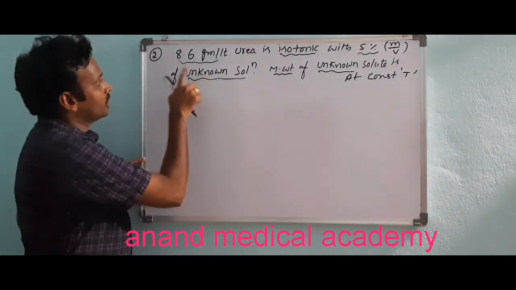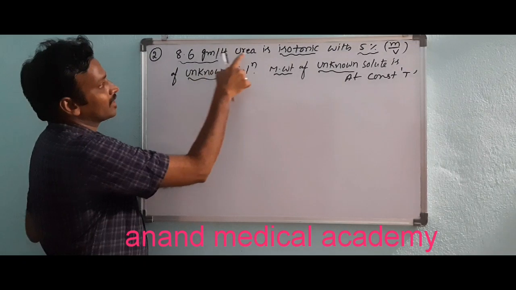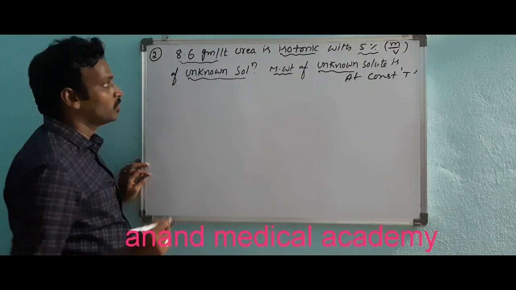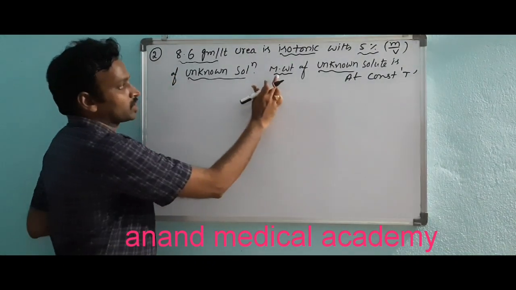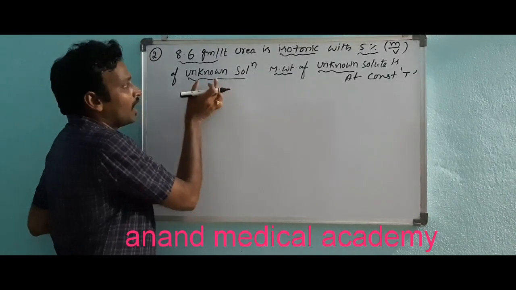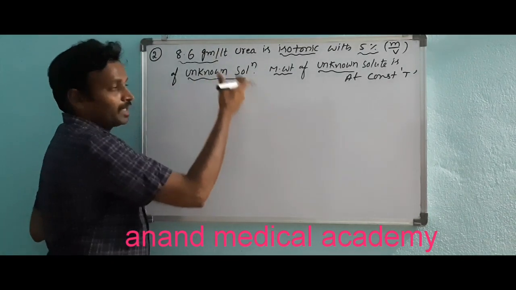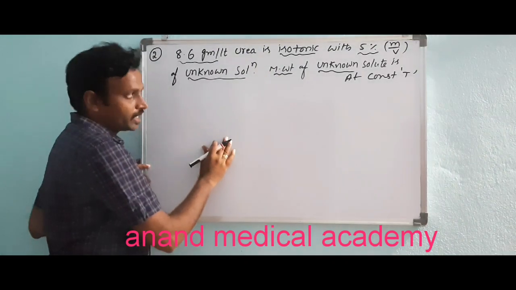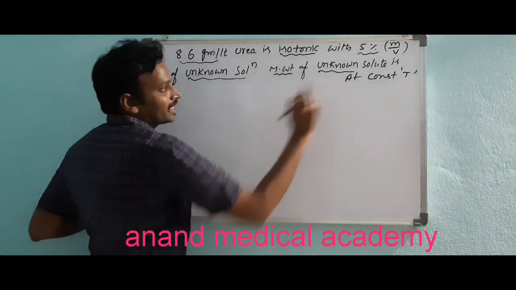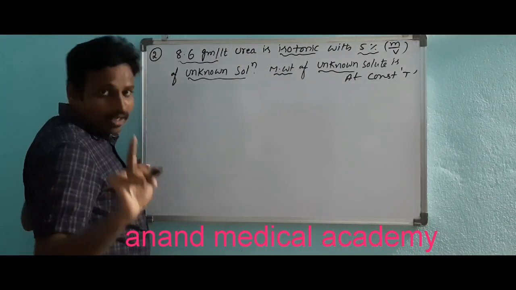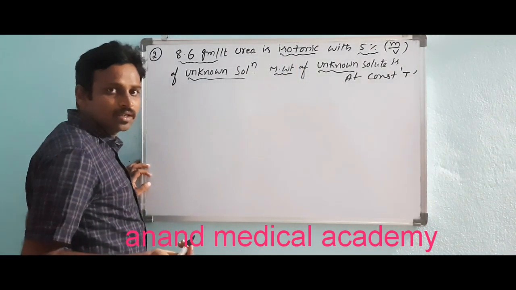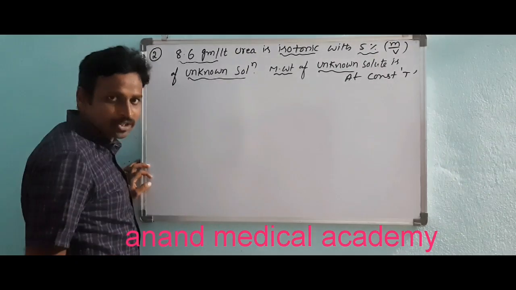Let's see. Here 8.6 grams per liter urea solution is isotonic with 5% mass by volume of unknown solution, whose molecular weight is asked. For this unknown solution, it means an unknown solute is present in a particular solvent. So for that particular solute, what is the molecular weight at constant temperature? Here one piece of information was provided: isotonic. What exactly is isotonic? Two solutions having the same osmotic pressure.